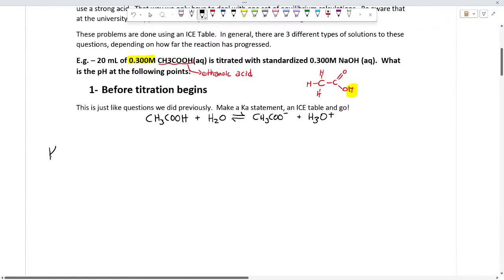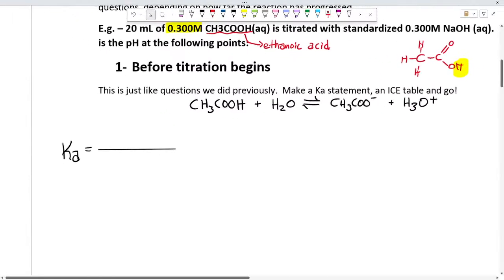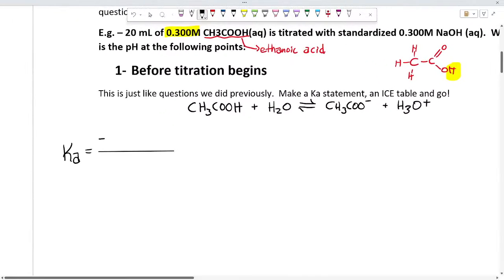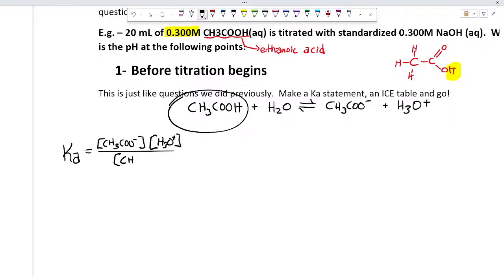And we can then say that the Ka of our ethanoic acid will be what? The concentration of CH3COO minus, very good, multiplied by the concentration of H3O plus, yep, and divided by the concentration of CH3COOH. Very good. All right. So there we go.